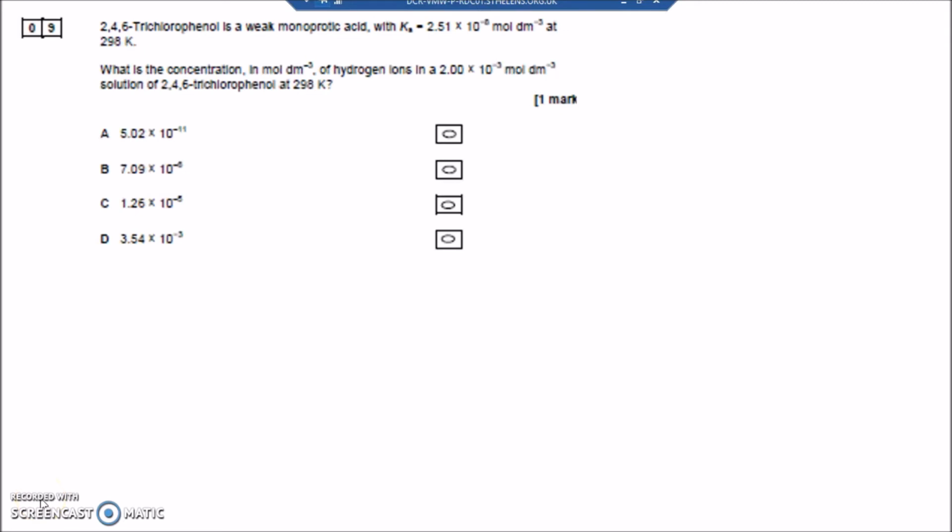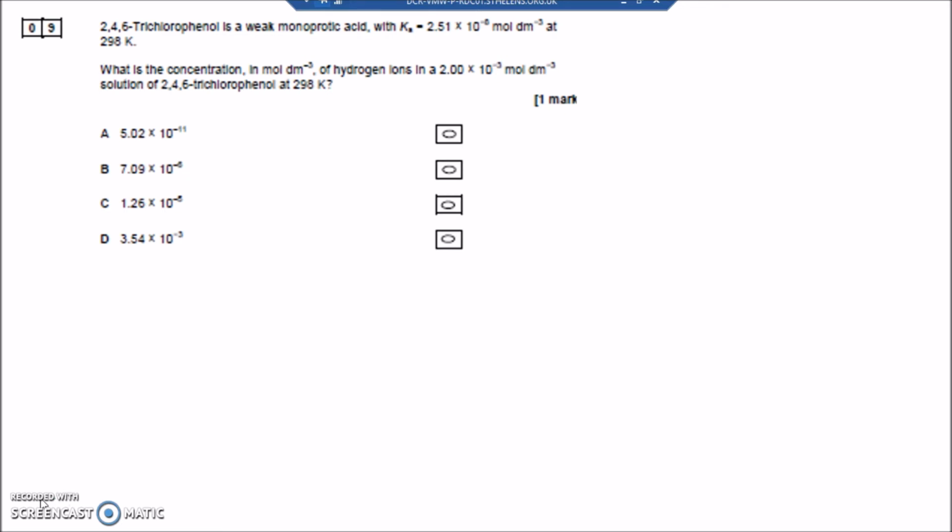Question 9. 2,4,6-trichlorophenol is a weak monoprotic acid, so that means 1 mole of it makes 1 mole of H plus ions. Kw is given at 298K. 298K is normal room temperature, but I think that's a red herring, that won't matter. What is the concentration in moles per decimeter cubed of hydrogen ions in a 2.00 times 10 to the minus 3 mole solution of 2,4,6-trichlorophenol at 298? So the temperature's staying the same.